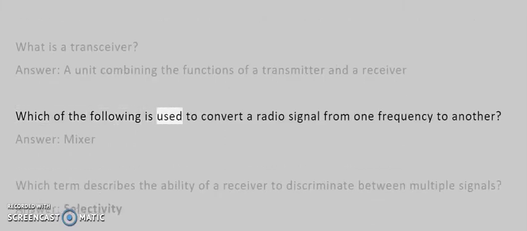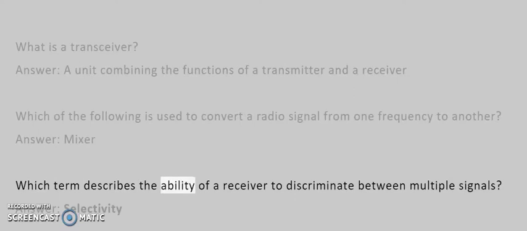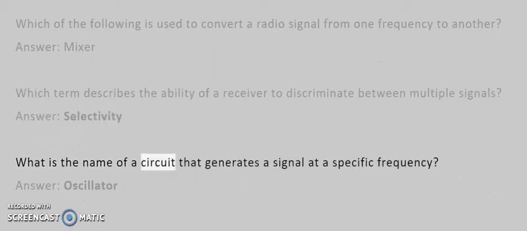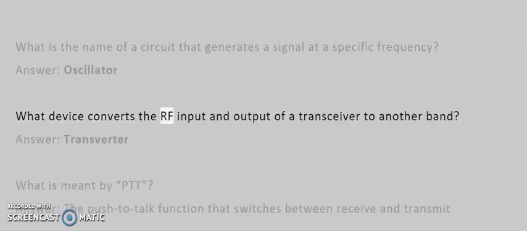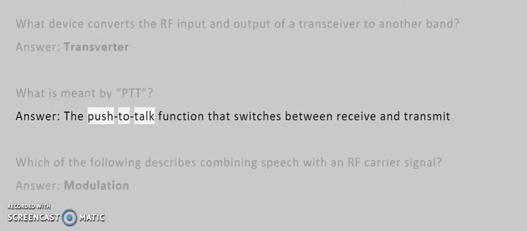Which of the following is used to convert a radio signal from one frequency to another? Answer: mixer. Which term describes the ability of a receiver to discriminate between multiple signals? Answer: selectivity. What is the name of a circuit that generates a signal at a specific frequency? Answer: oscillator. What device converts the RF input and output of a transceiver to another band? Answer: transverter. What is meant by PTT? Answer: the push-to-talk function that switches between receive and transmit.